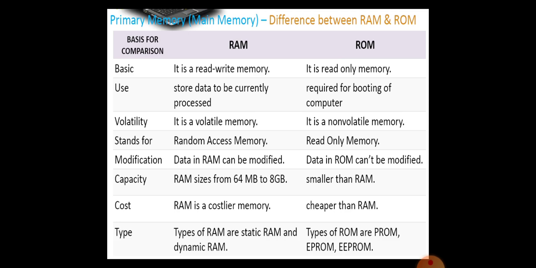Nowadays, we are getting RAM sizes from 64 MB to 8 GB. It is a costlier memory. RAM has two different types, static RAM and dynamic RAM, that we will discuss in the next slide.